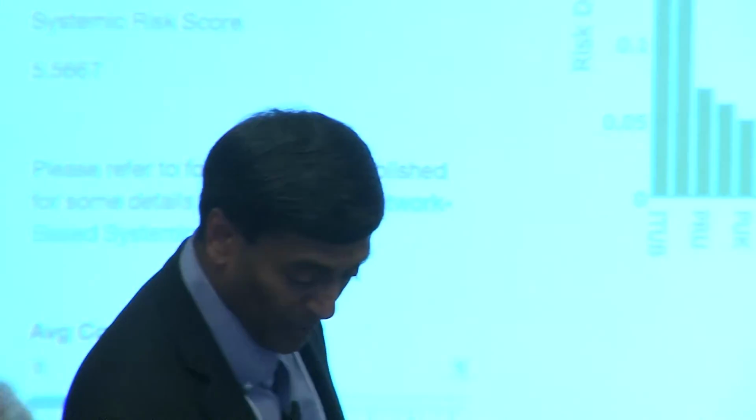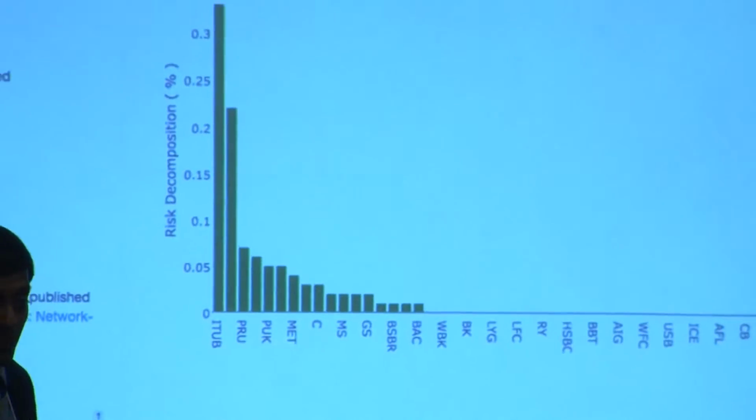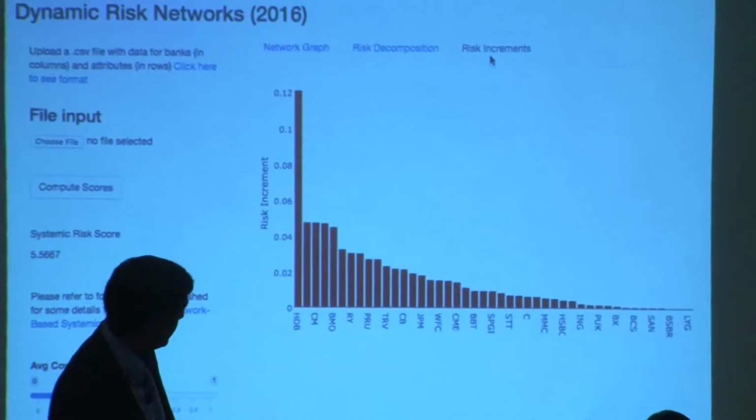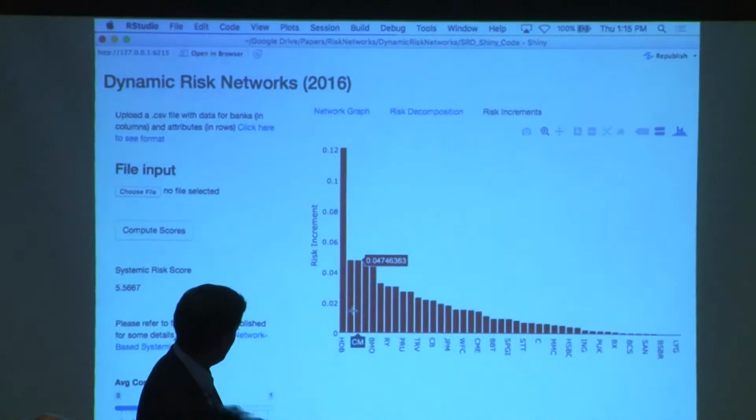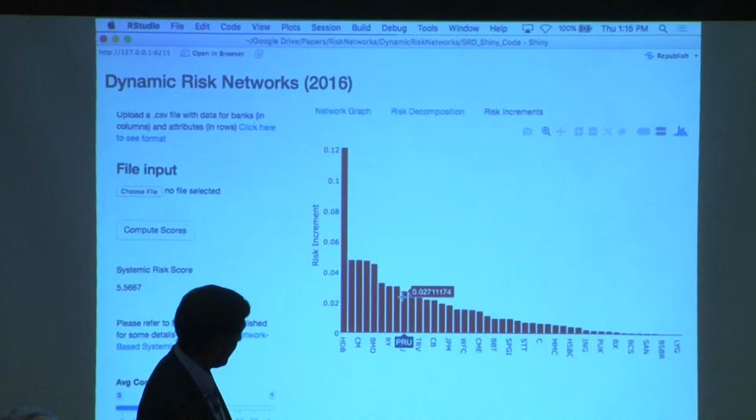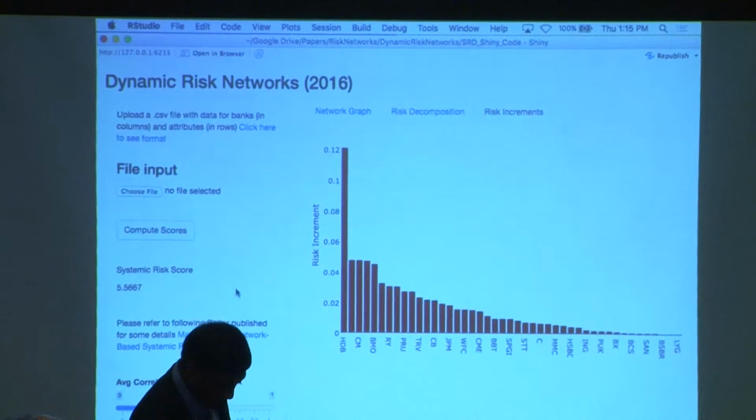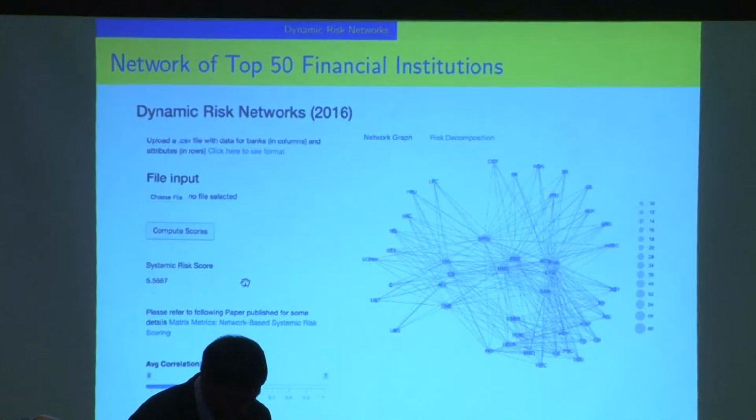Okay, then there's risk increments. This is if your credit quality drops by a bit, what happens? And that's the whole bunch of banks here as well, and so on. Okay, so you can do this. You can also, let me jump back to the slides for a bit. I'll come back to this.